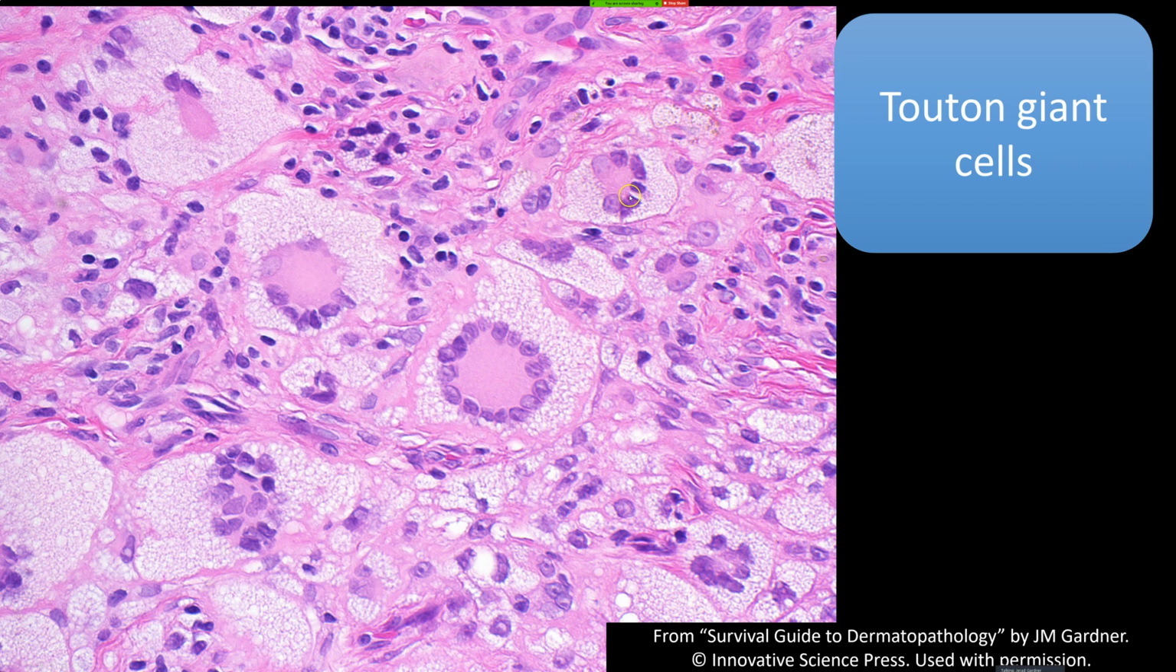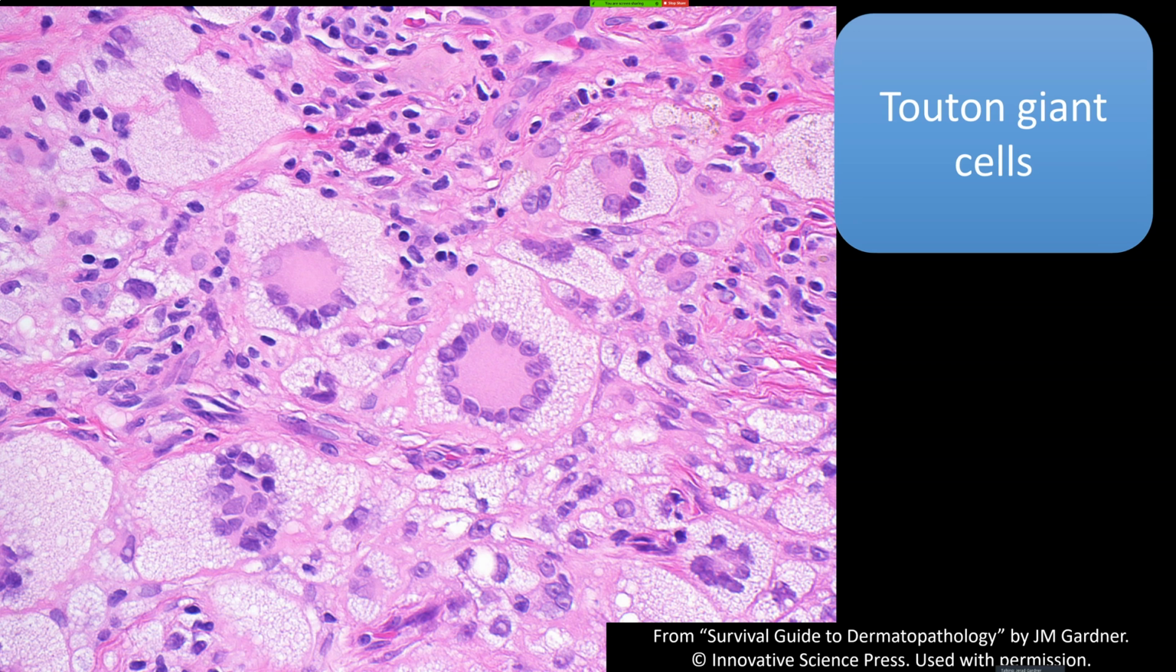And then here's one that's kind of incomplete. And look at this down here. Here's one too. So it's worth, when you see a nice JXG, spending some time learning about the different ways that Touton giant cells can look when they're not perfect. Because when they're perfect, no problem. But when they're imperfect, then sometimes you can struggle to recognize them.